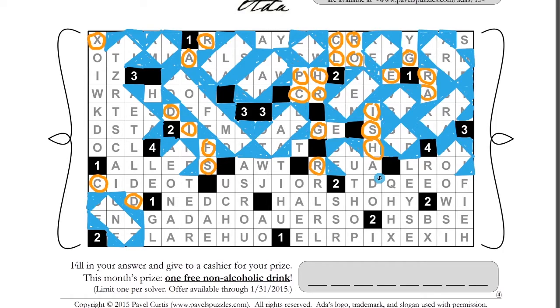How do I continue from here? Wait, the only triangle that could possibly go in here is that one, right? And that would make this one like that, and that one like that, which is still totally fine. Yep. Wait, that one's empty, right? That can't be a triangle. Okay, that's something at least.